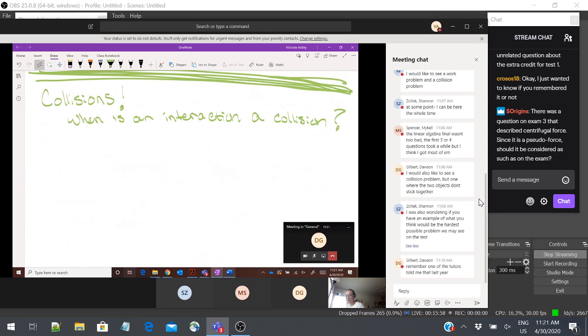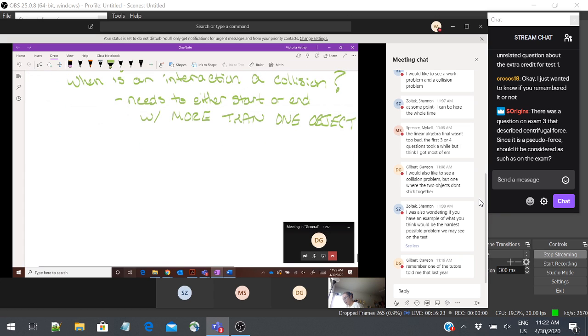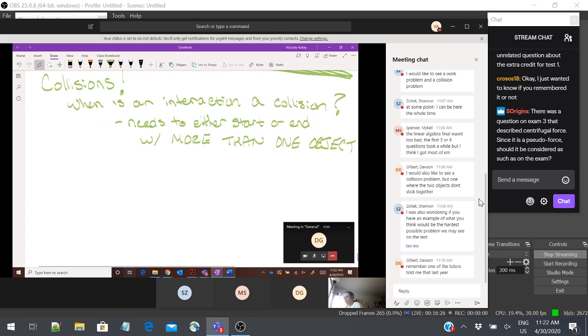All right, let's have a look at collisions. When is an interaction a collision? It needs to be more than one object, either at the start or end, or both. One object cannot be in a collision, right? And it has to fulfill certain requirements.